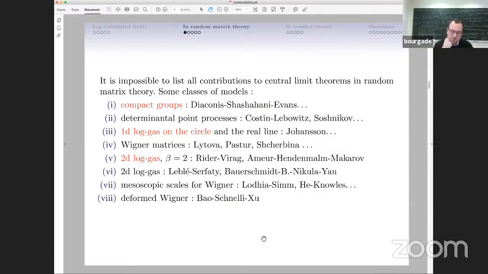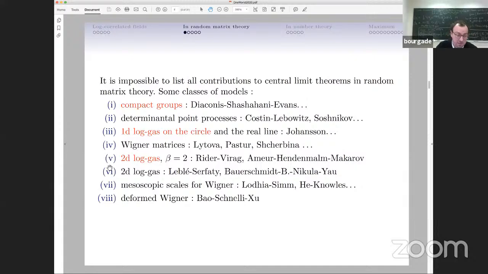If you go to a more general setting of determinantal point processes, in the 90s there was an important work by Costin and Lebowitz, and then Soshnikov and many others. What I will focus on in this talk is what I put in red here. I will try to explain a little bit more about the compact groups and then the 1D log gas on the circle, with a seminal contribution of Kurt Johansson. And another important set of results is about Wigner matrices. It has been proved by Lytova, Pastur, Shcherbina, and many others that linear statistics converge to Gaussians with some covariance that we will discuss.